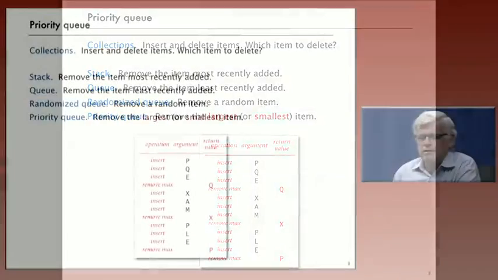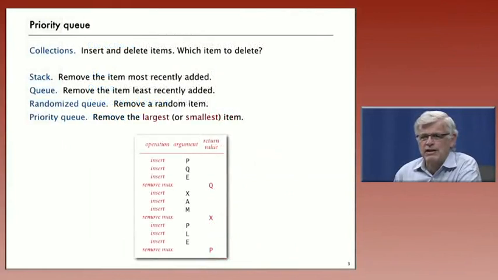So a week or so ago, we looked at collections in Java and the idea of elementary data structures where we insert and delete items, and then the data structures differ on the basis of which item we choose to delete. We looked at the pushdown stack, where we removed the item that was most recently added, and the queue, where we removed the item that was least recently added. And then we talked about the randomized queue, or a bag, where we might remove a random or an arbitrary item.